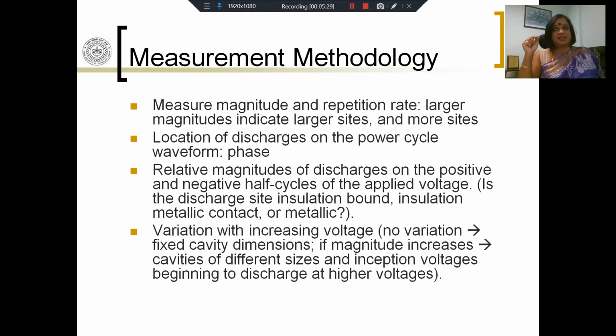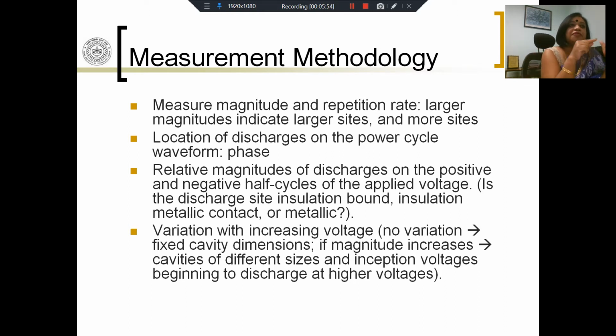Does it increase? Let's say the PD magnitude does not increase, which means that we are dealing with cavities of fixed dimensions. So they are all already discharging, and you increase the voltage, nothing really happens. They might, of course, discharge faster, but it's not as if you will have more discharges happening.